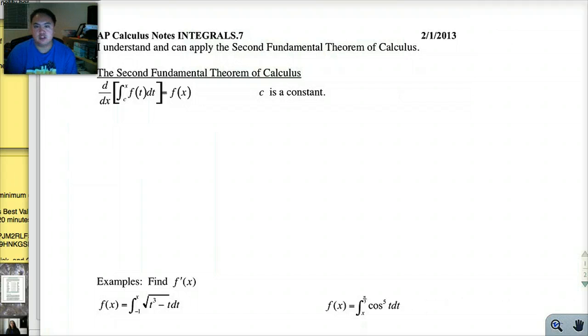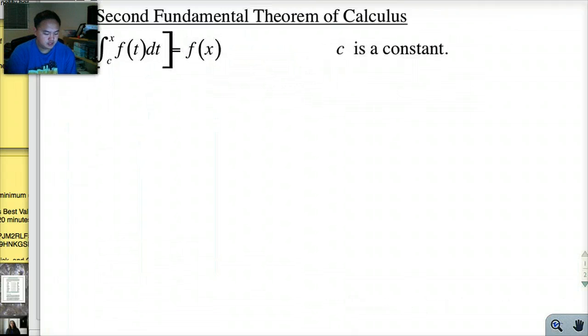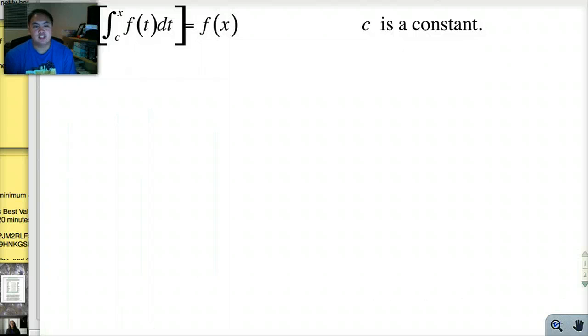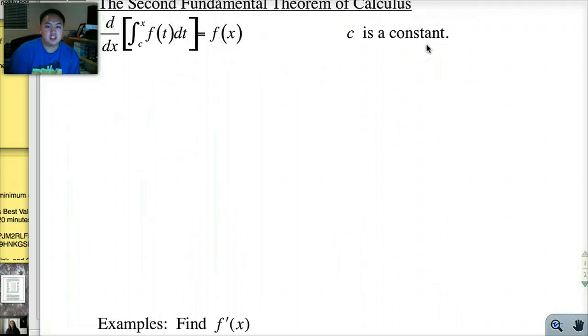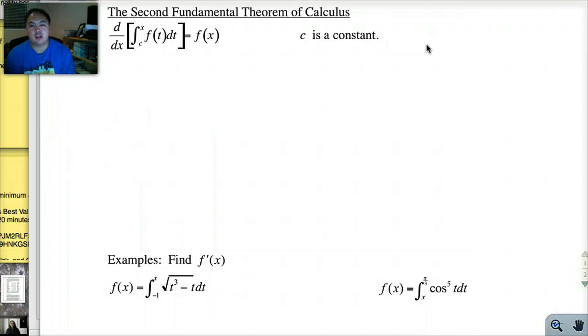So if you look at your notes, and hopefully you have your notes on you, the second fundamental theorem of calculus states that if you're taking the derivative of an antiderivative that has a constant in the lower bound and an x in the upper bound of f of t, so notice it's d/dx of the integral of f of t, the answer is f of x. Or in other words, the answer is just place x everywhere you see t. And again, c is a constant. So that's exactly what the second fundamental theorem of calculus is.